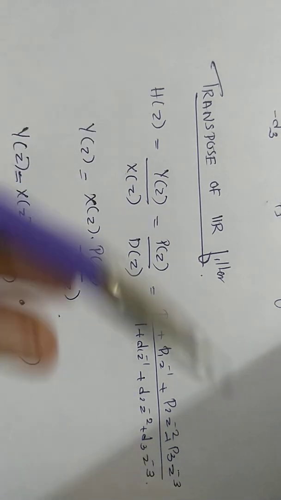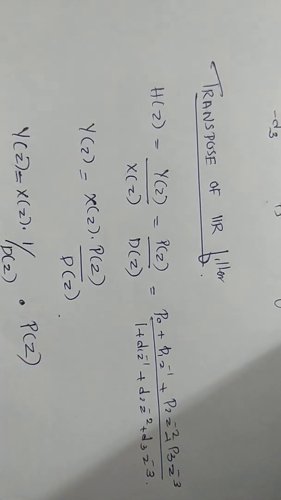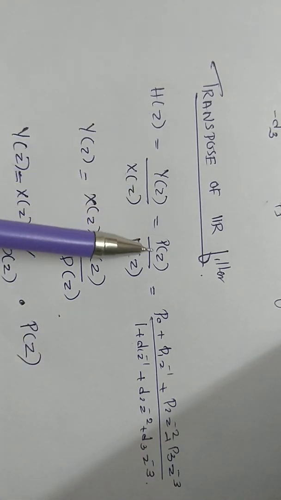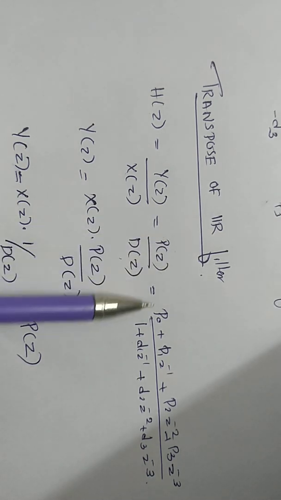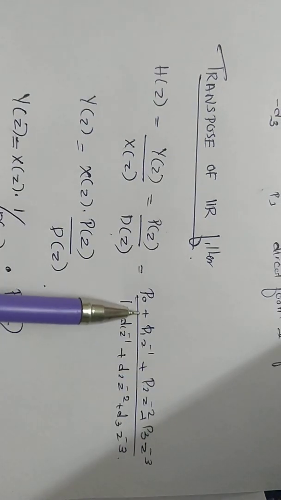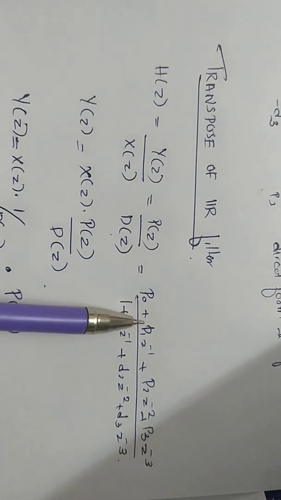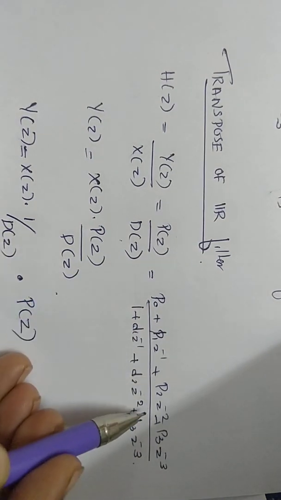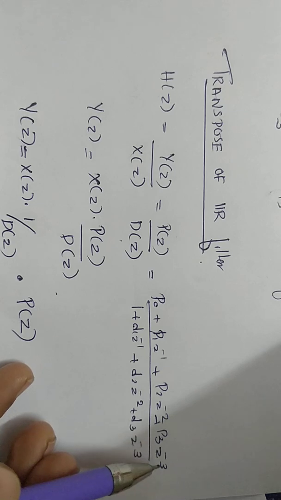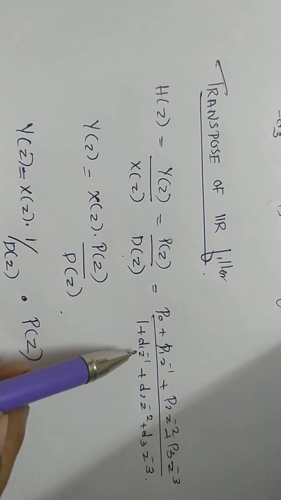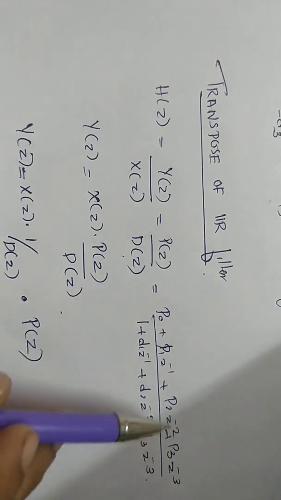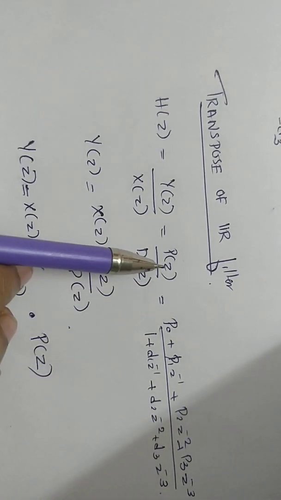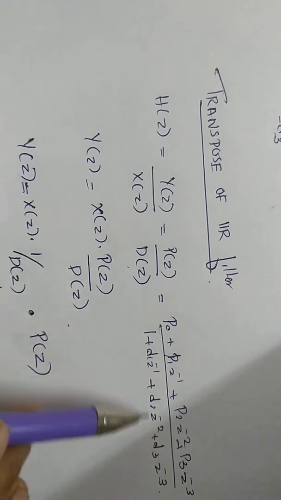So H of z, the earlier same consideration, H of z is equal to Y of z by X of z, which is equal to P of z by D of z, where P of z is the numerator term, which is expanded like that: p0 plus p1 z inverse plus p2 z raised to minus 2 plus p3 z raised to minus 3, divided by 1 plus d1 z inverse plus d2 z raised to minus 2 plus d3 z raised to minus 3. This is the expansion of the numerator term and denominator term.